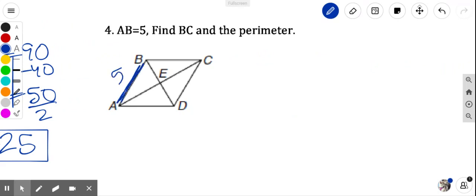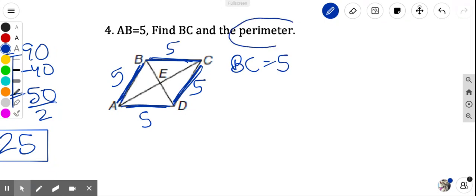AB is 5. Find BC and the perimeter. So in a rhombus, all four sides are the same. So all four of these sides are 5. So that means BC is 5. It also asked for the perimeter. The perimeter of a shape, in case you guys don't remember, is all the sides added together.